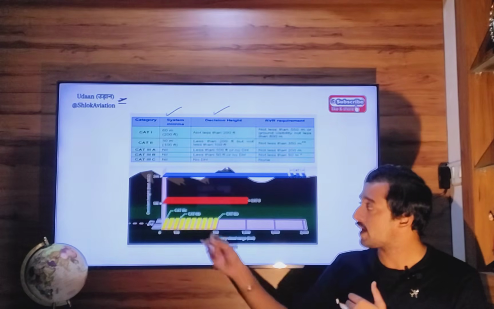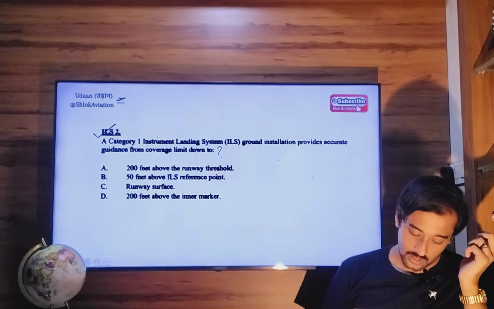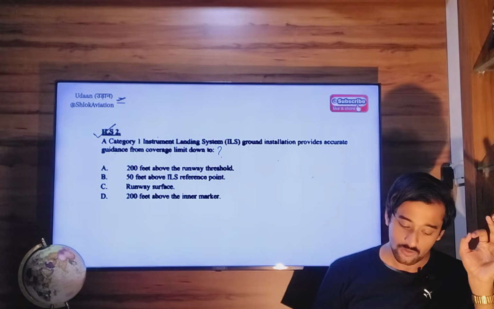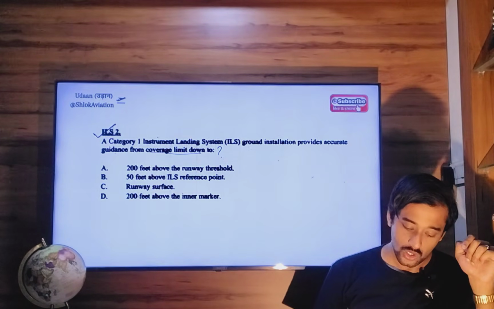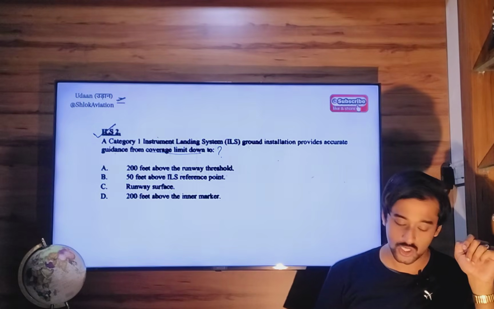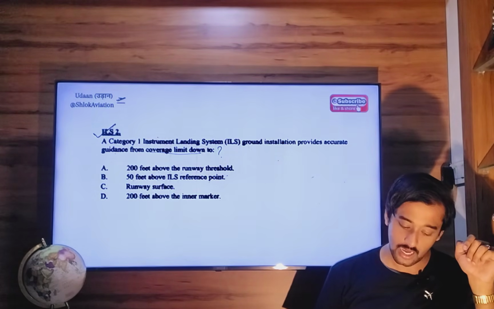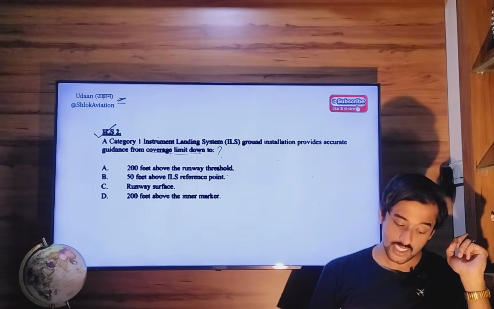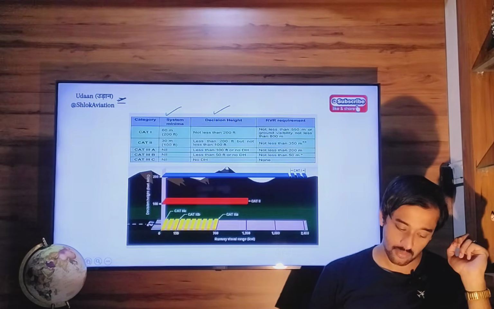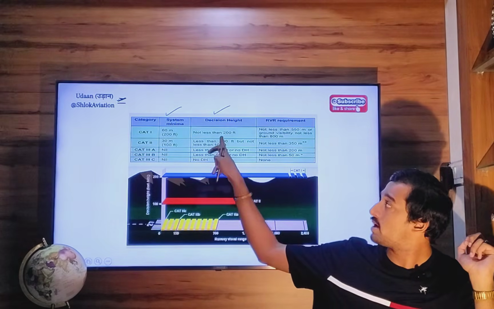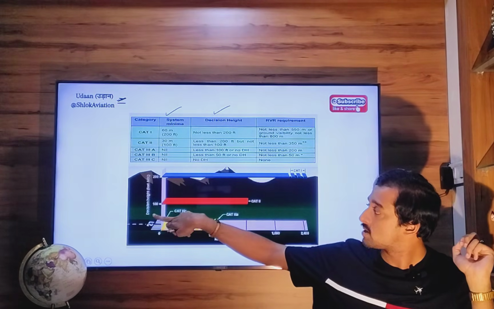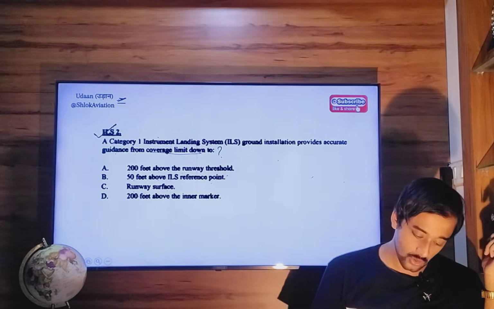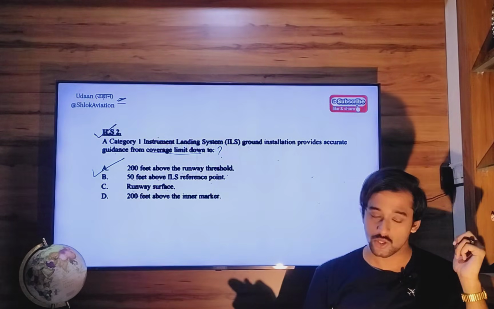Okay, or executing Cat 2 approach. So Cat 1 ground installation provides accurate guidance from coverage limit down to 200 feet above the runway threshold, 50 feet above the ILS reference point, that is your threshold, runway surface. 200 feet above the inner marker. So 200 feet above the ground level, that is above threshold. Okay, so 200 feet above the runway threshold.